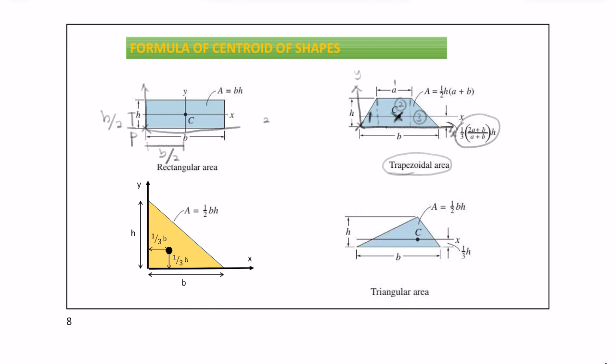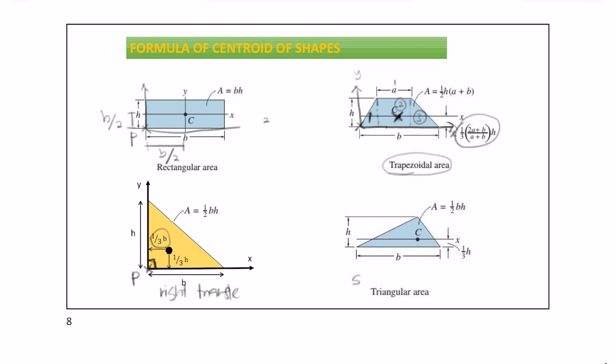Next we have right triangle, which is 90 degrees, if the reference point is here. Therefore, the centroid distance to the x-axis will be 1/3 times h, and the distance to the y-axis will be 1/3 times b.